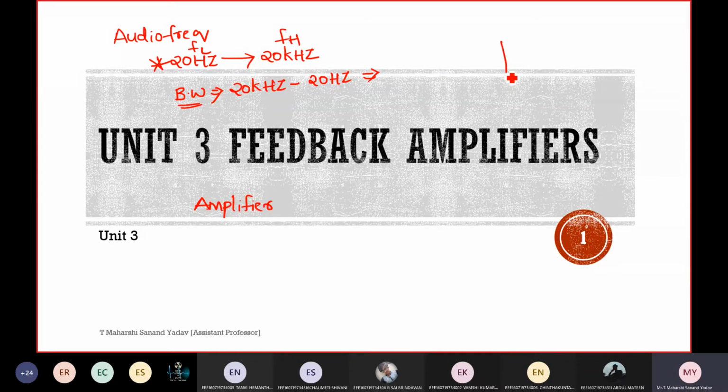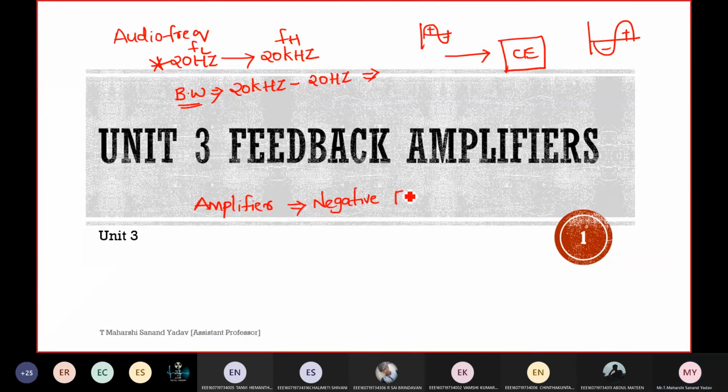I'll show you one example. You tell me now. Suppose if it is CE, again same. Just now I've drawn this one. Input. This is output. For amplifiers, we will go with negative feedback. For oscillators, we will go with positive feedback.